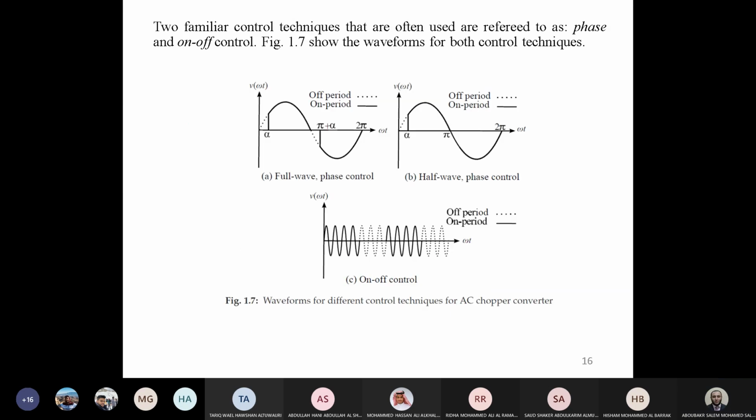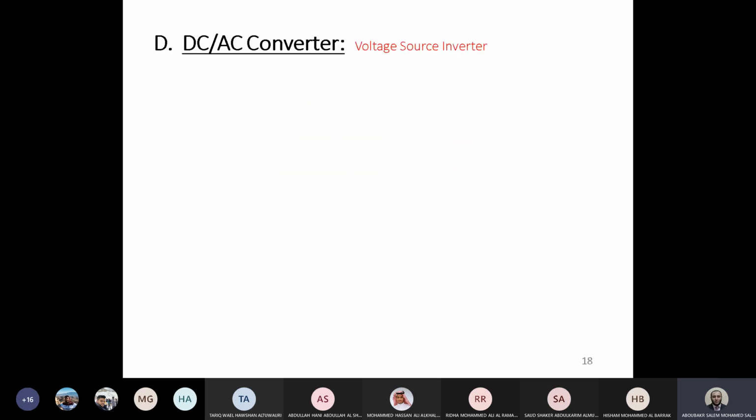Okay. And these are the 2 well-known techniques used for control, guys. One is called phase control and one is called on-off control. This on-off control is used for high inertia or thermal loads because it needs very low frequency compared to the other control technique. Okay? I'm just describing very fast the different converters because it's not the main topic what we need to discuss in detail today.